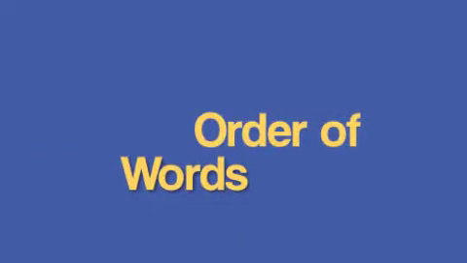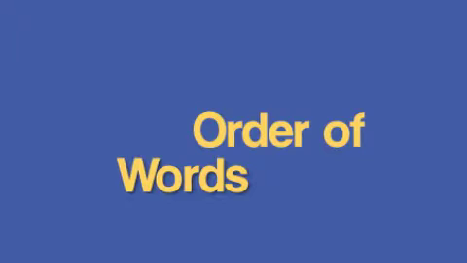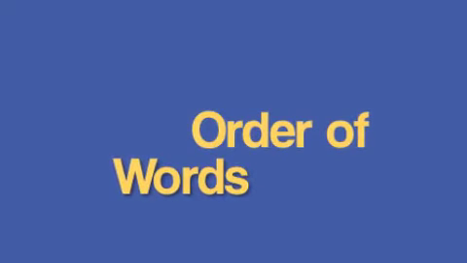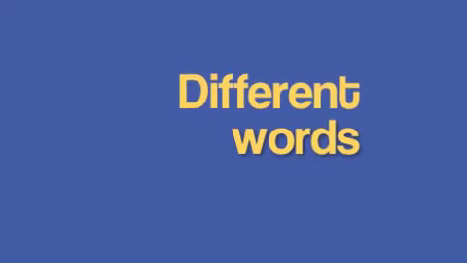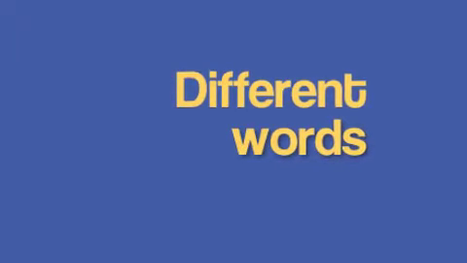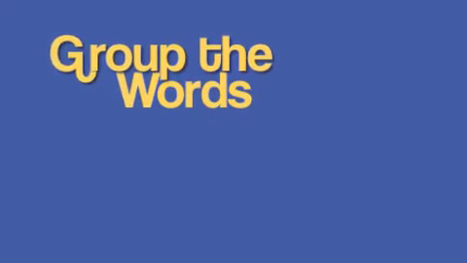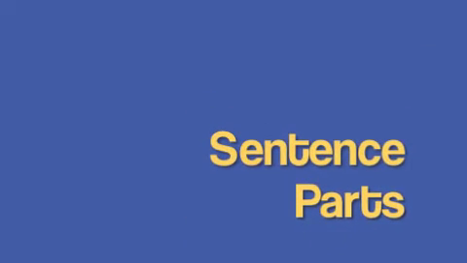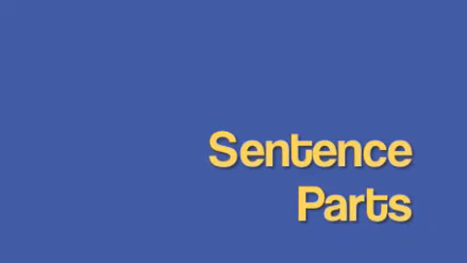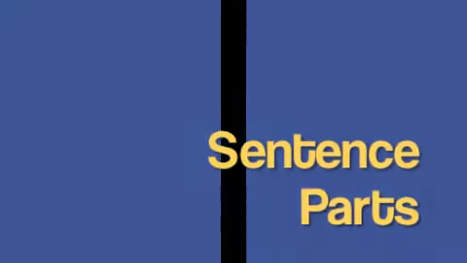First, we must consider the linear order of the words. Second, we must recognize that the words in the sentence are not all the same. Third, we must group the words. And the final step is to locate connections among the parts of the sentence.